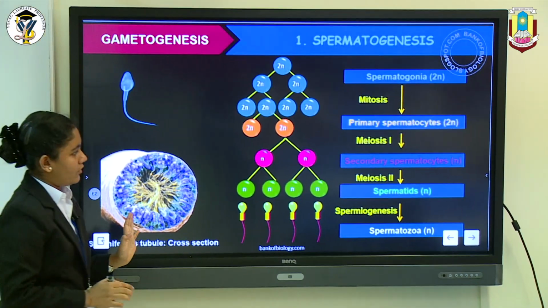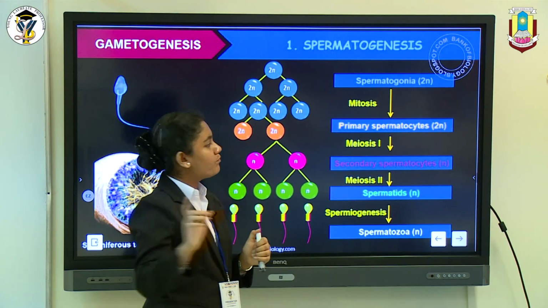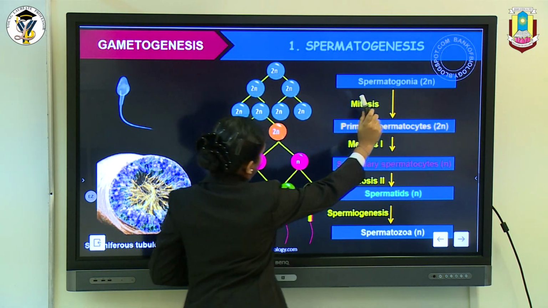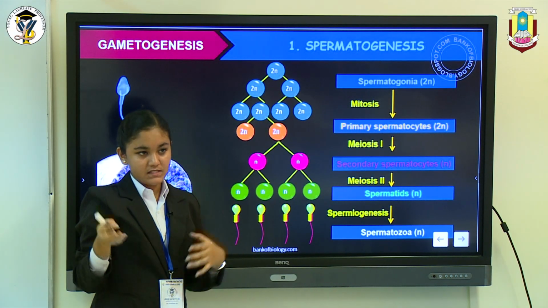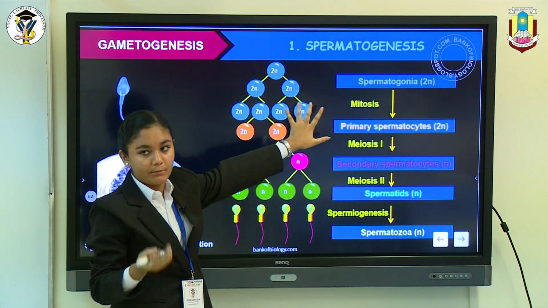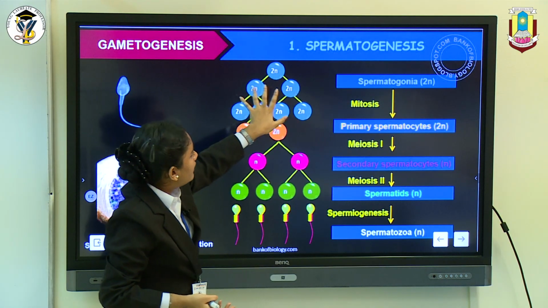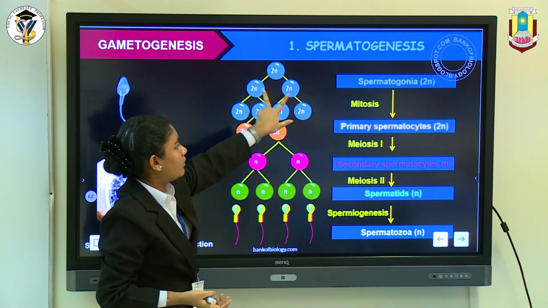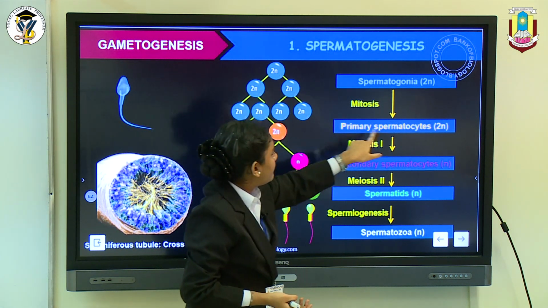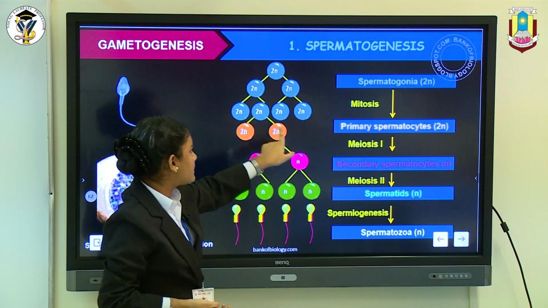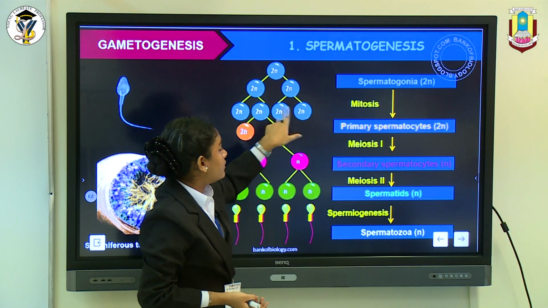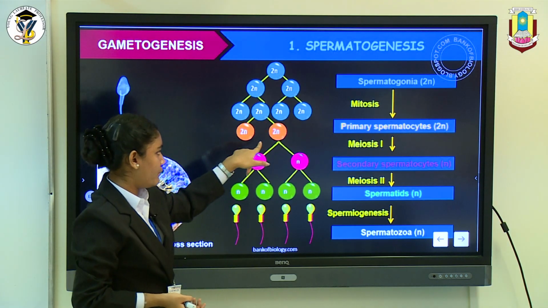So this is the actual process. I'll explain once again. This is the spermatogonia, which is having ploidy 2n. By the process of mitosis, they make new copies. So these are also more number of spermatogonia cells. By the process of mitosis they have done, so they have the same ploidy. Now after mitosis, they move on to become the primary spermatocytes. Again they follow mitosis, so two cells will be formed from one cell having the same ploidy.